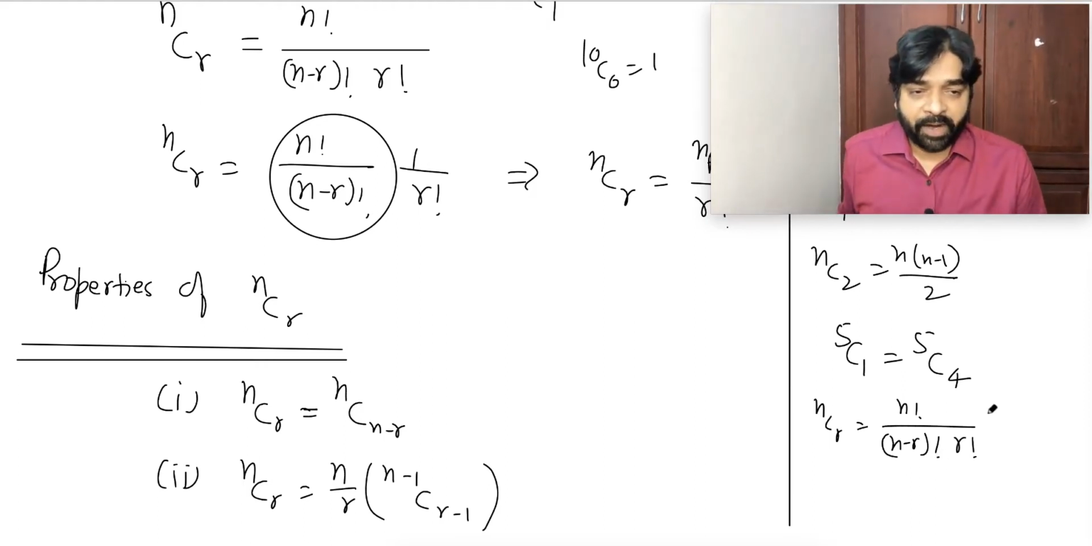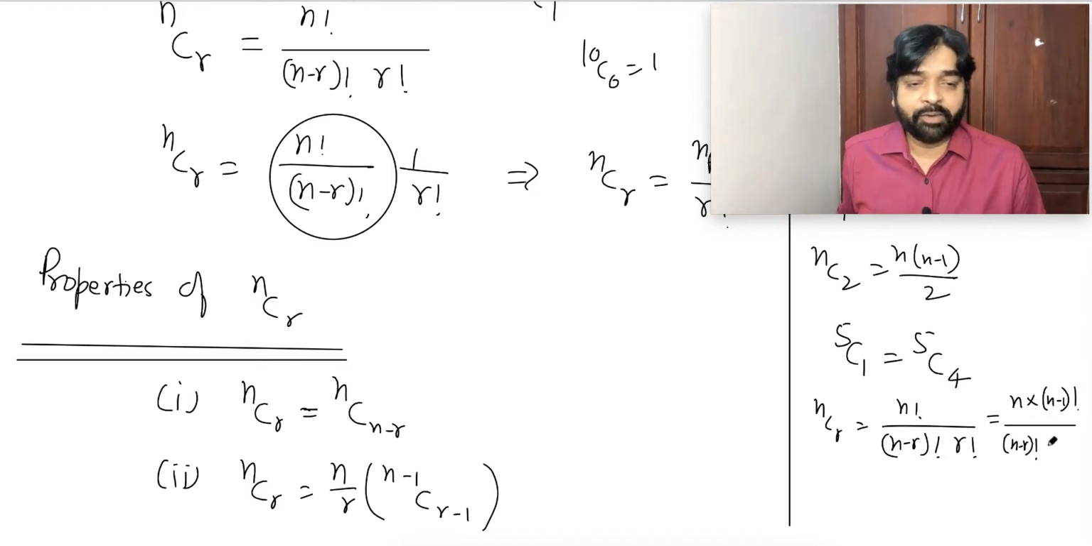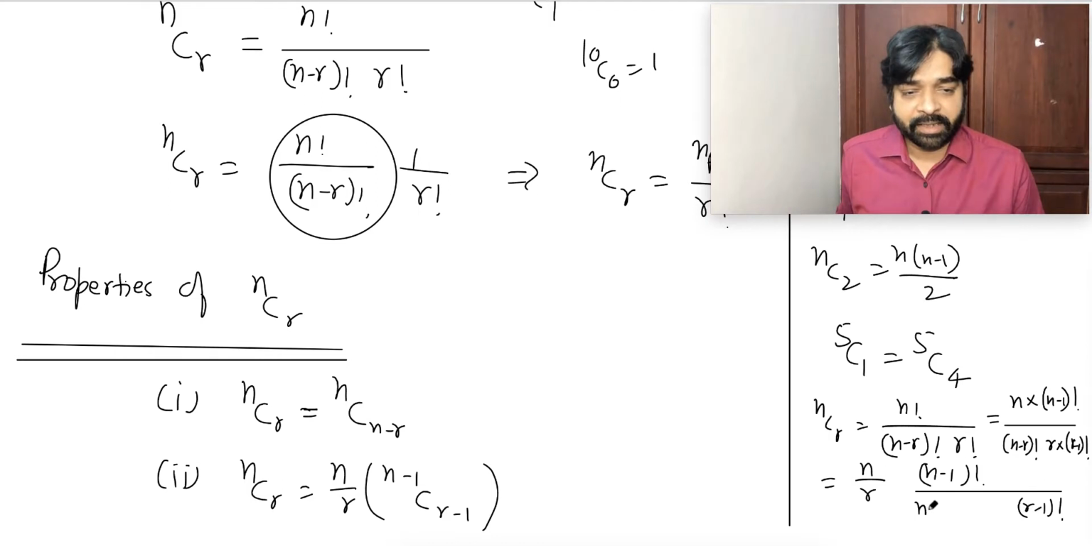So this n factorial, I can easily write as n into n minus 1 factorial, divided by n minus r factorial, let it be like that. R factorial, I can write as r into r minus 1 factorial. Yes or no? So I can write n by r, take it out. So you will get n minus 1 factorial by r minus 1 factorial, and this n minus r factorial I can write as n minus 1 minus r minus 1, which is equivalent to n minus r factorial only.